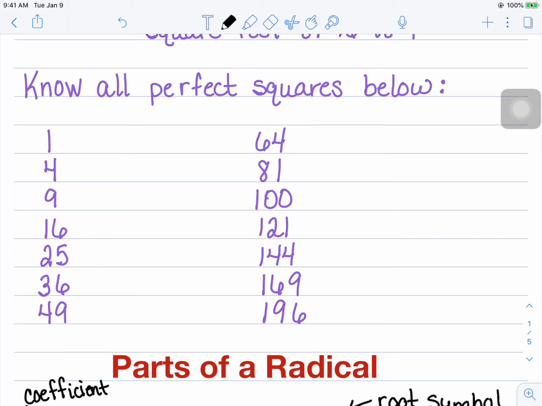So if I ask you what the square root of 36 is, you're asking what number times itself gets me 36. So you remember back to your multiplication and doubles. So 6 times 6 gets me 36. So these are very important to know all the way up. You can do a little memorizing and memorize them all the way up.